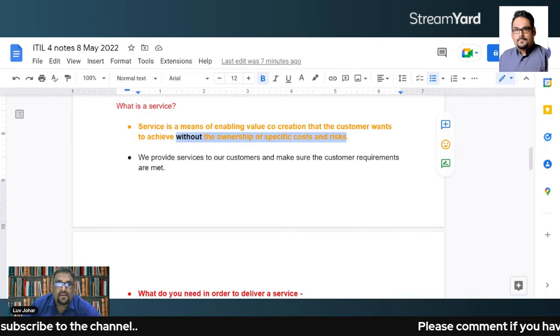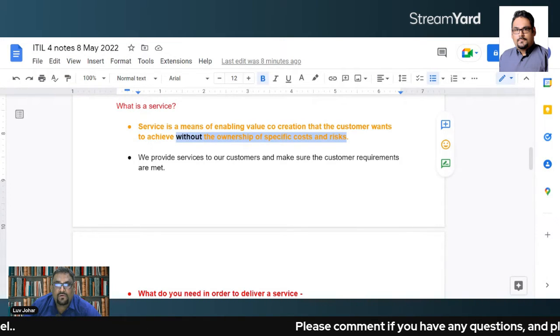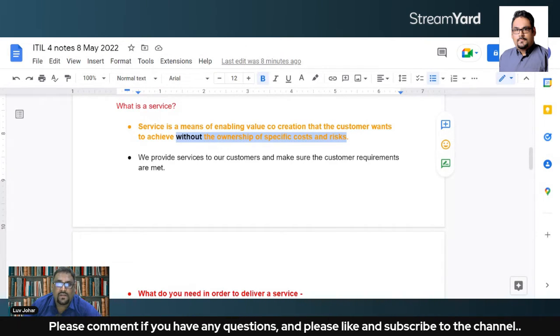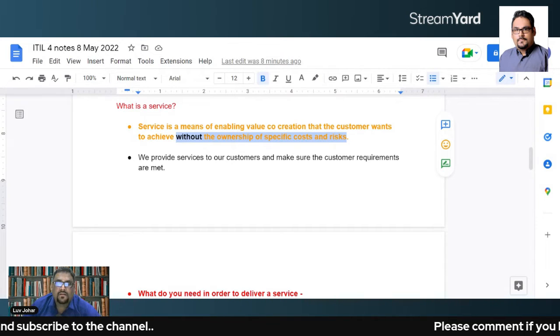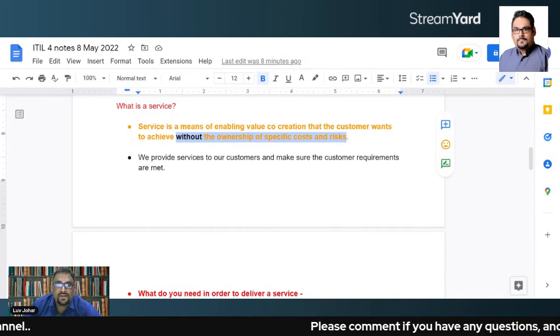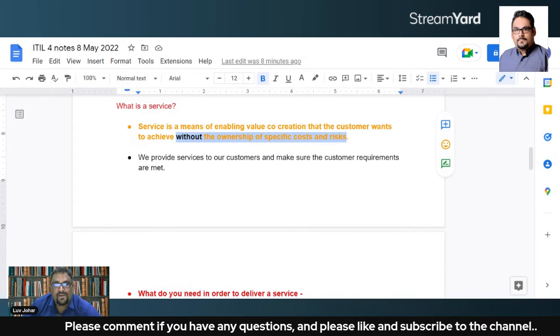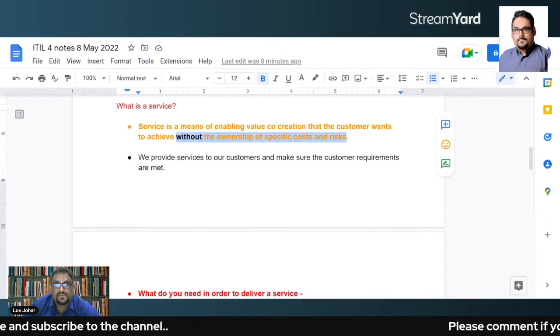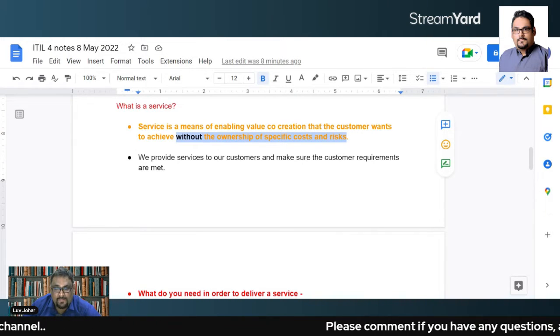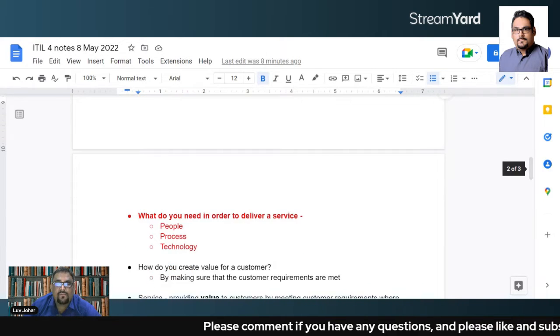This we have already taken care of. What are the different costs and risks? So service is basically a means of enabling value co-creation that the customer wants to achieve. Customer wants to achieve what? Value co-creation. We will see about the term as well in the upcoming videos, but today we will understand what are the different costs and risks. So we'll go one by one. We provide services to our customers and make sure the customer requirements are met. So why do we provide services? We provide services to the customers in order to make sure that their requirements, their expectations are met. This is why we provide the services.